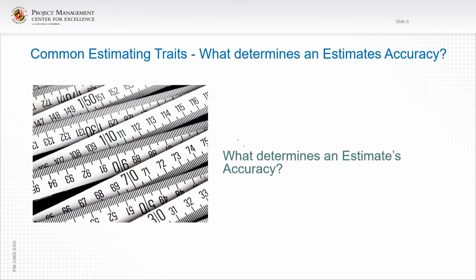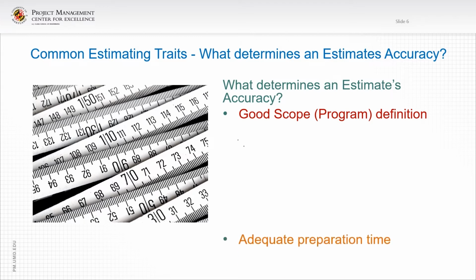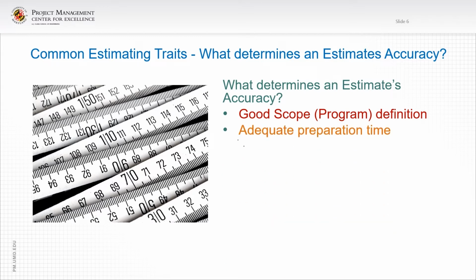Now let's discuss what determines an estimate's accuracy. Good scope. You want to make sure the scope is clear, very understandable, and quantifiable. And the program as well needs to be well defined. You need adequate preparation time. You don't want to rush the job. You don't want to rush the estimate. You need adequate staffing of personnel to make sure that the estimate is done timely with quality.